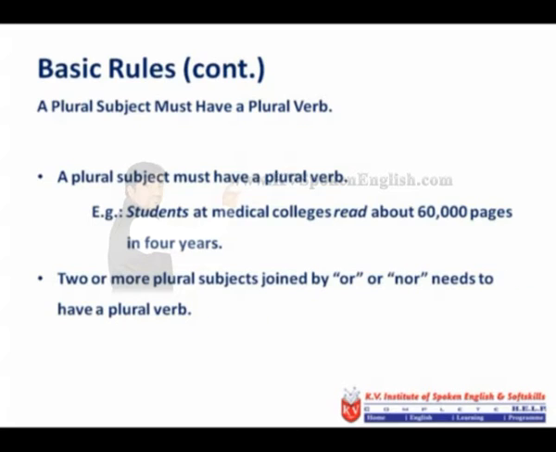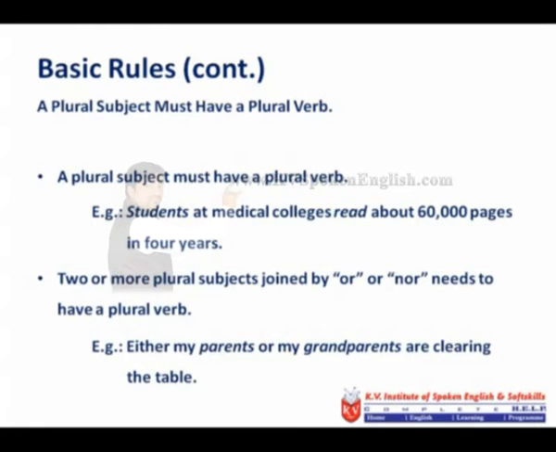The second rule would be if two or more plural subjects are joined by or, nor, they need to have a plural verb. Let's see an example. Either my parents or my grandparents are clearing the table. In the above instance, parents and grandparents are plural subjects. So, plural verbs have been used.